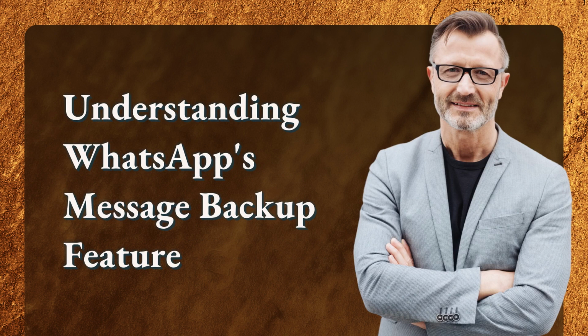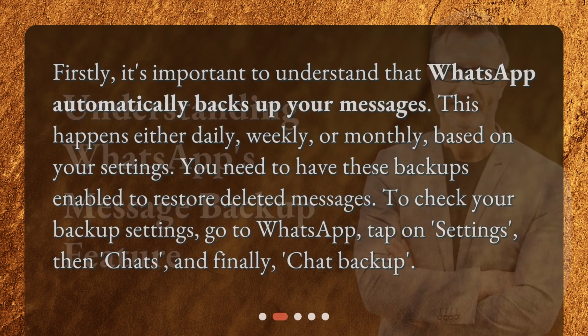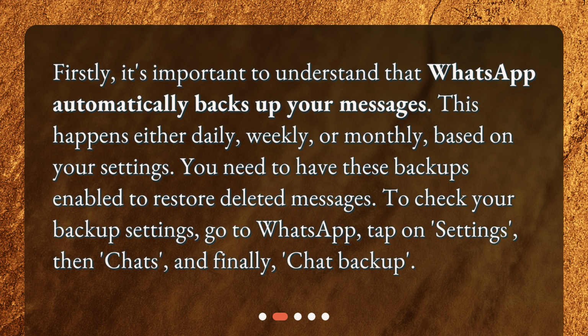Understanding WhatsApp's message backup feature. Firstly, it's important to understand that WhatsApp automatically backs up your messages. This happens either daily, weekly, or monthly, based on your settings. You need to have these backups enabled to restore deleted messages. To check your backup settings, go to WhatsApp, tap on Settings, then Chats, and finally, Chat Backup.